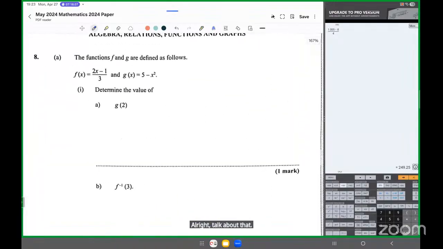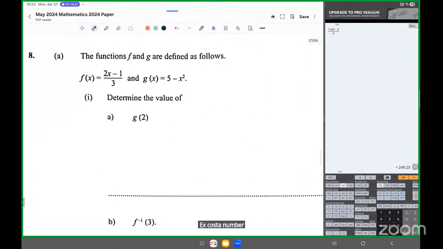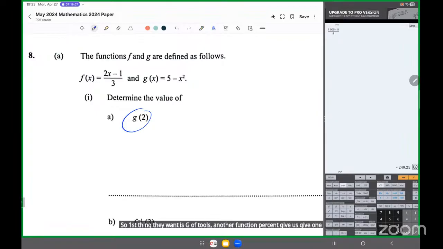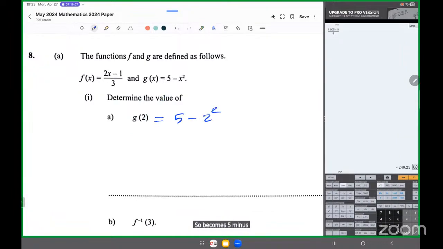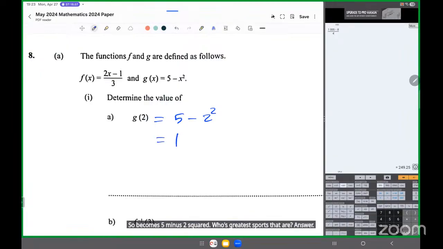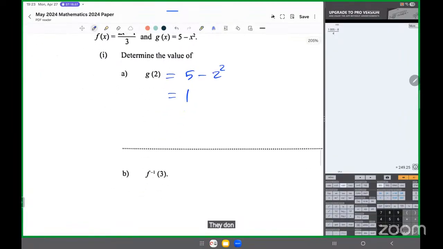Next question. Number 8 says, functions f and g are given by these two, f and g. So first thing they want is g of 2. Another function question, given in part 1, and it hardly ever happens. So we're going to put the 2 in the g function here. So it becomes 5 minus 2 squared. 2 squared is 4, so the answer becomes 1. 5 minus 4 is 1. Then I want f to the minus 1 of 3.